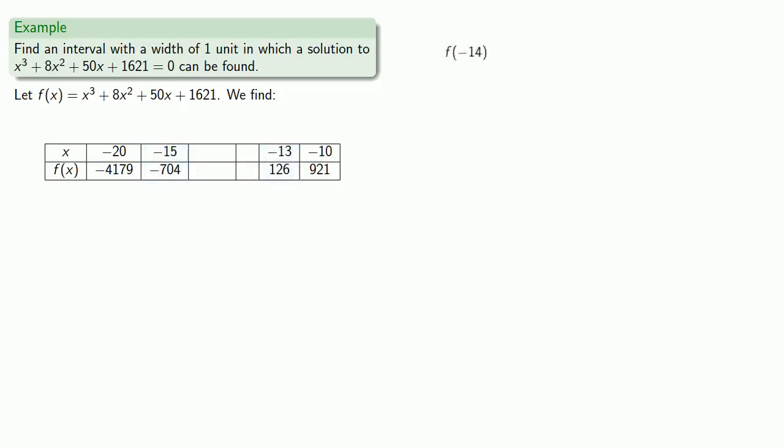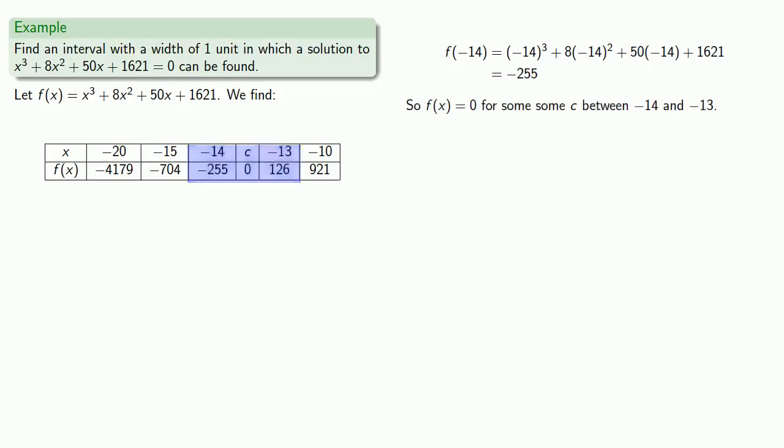So we try x equals negative 14. And again, we see that negative 14 is too small, negative 13 is too big, so someplace in between negative 14 and negative 13 we'll have just right. And notice that we do have an interval with a width of 1 unit, which is what we wanted.